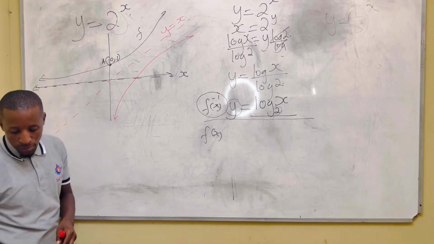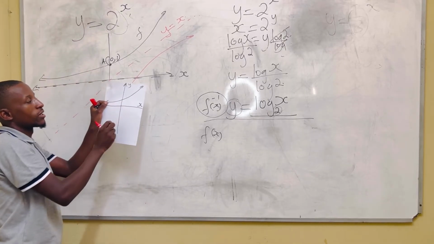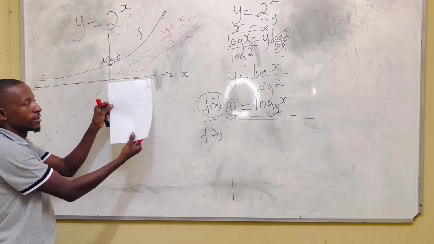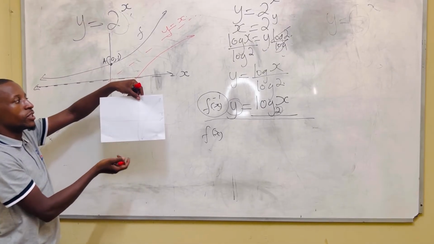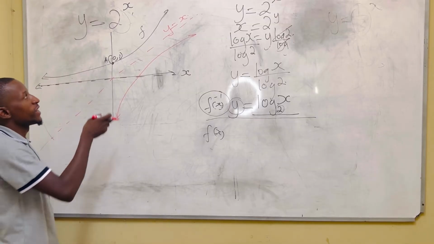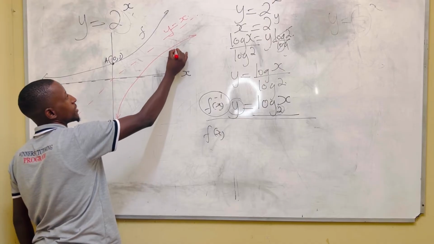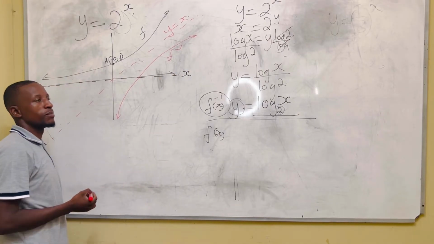Let the paper face you, meaning you sketch the original graph, you turn it, you tilt it to the right. If you tilt it to the right, you must come up with this shape. So we reflected f across the line y equals x. We got the inverse. The notation of the inverse is given by this.